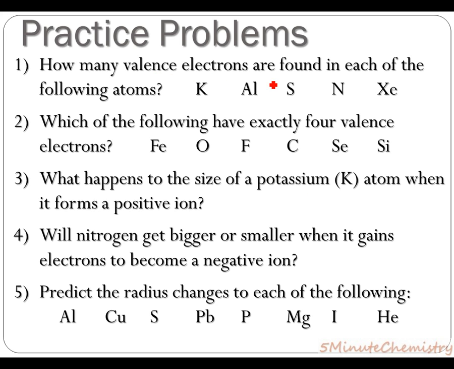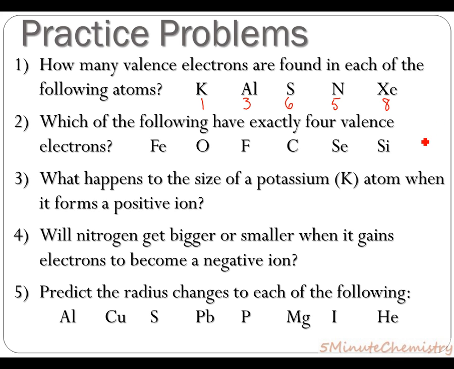So how many valence electrons are found in each of the following atoms? Potassium. Potassium is in group 1A, so it has 1 valence electron. Aluminum. Aluminum is in group 3A, so it has 3 valence electrons. Sulfur is in group 6A, so 6 valence electrons. Nitrogen is going to be found in group 5A, so nitrogen is going to have only 5 valence electrons. And lastly, xenon is a noble gas. That is in group 8A, so it has 8.